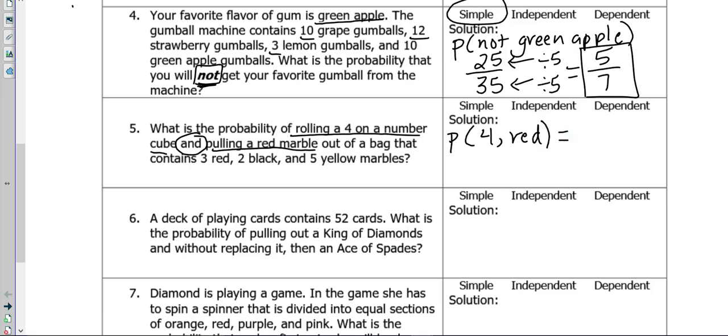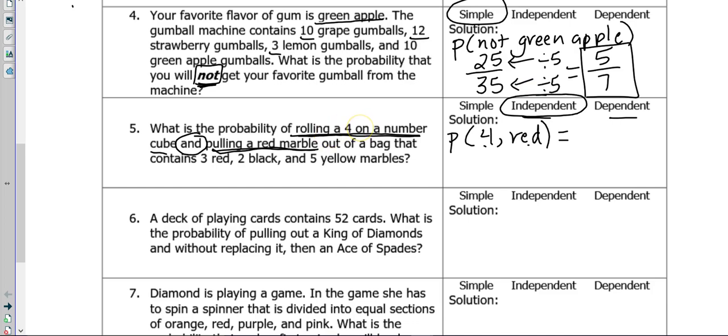Now this is 2 different events, so it's either going to be independent or dependent. So we have to think, does the second event, pulling a red marble, get impacted at all by what we get on the first event? And you can see that it does not. It's not impacted because no matter what we get on the number cube, we can get any possible color out of the bag. So this is going to be independent. The second event is independent of the first.